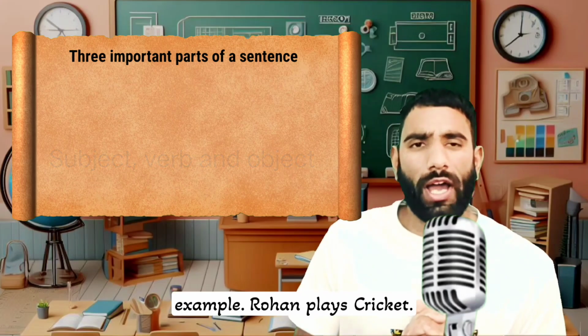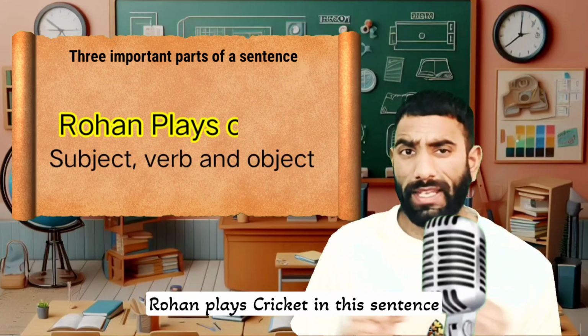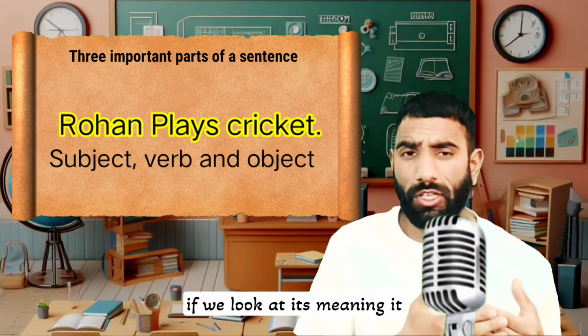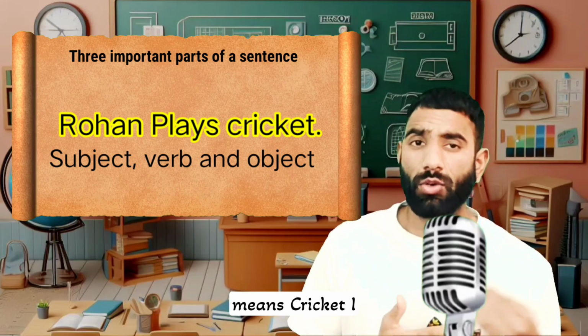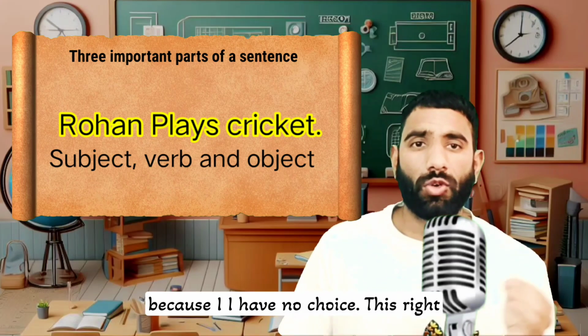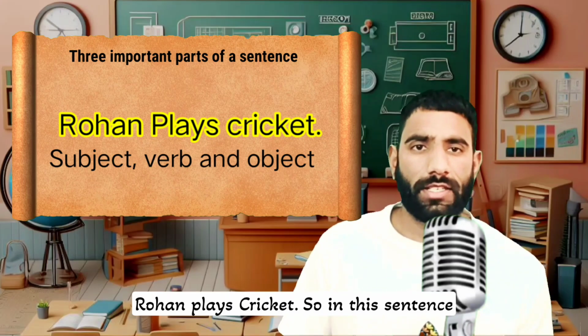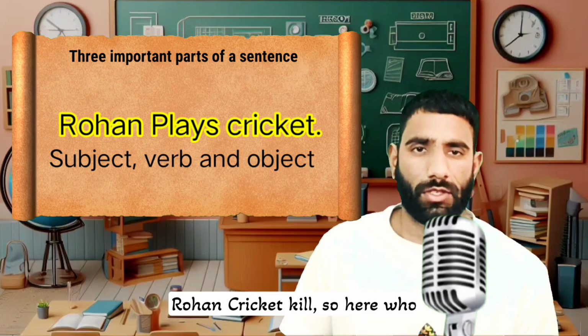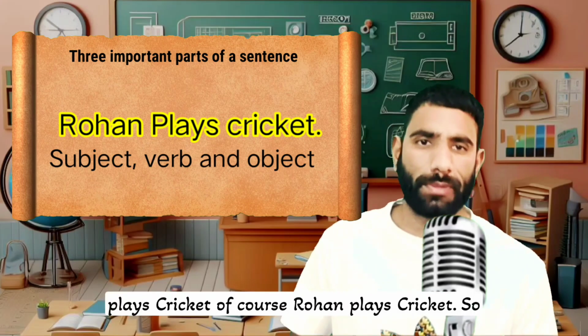Let's take an example. Rohan plays cricket. In this sentence, if we look at its meaning, it means Rohan cricket khelta hai. I have to tell the meaning in another language because I have no choice, right? So here, who plays cricket? Of course, Rohan plays cricket.